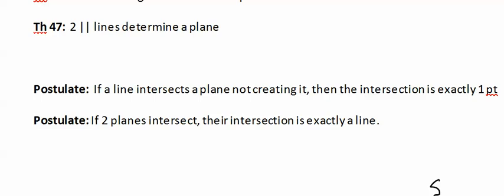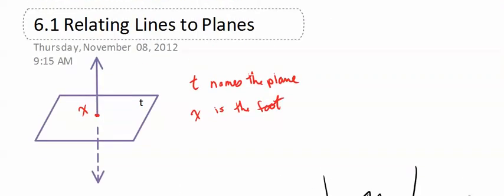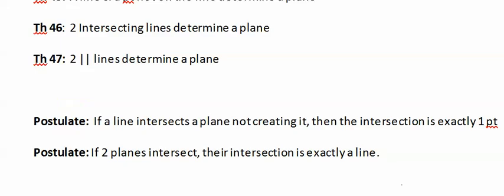The first one is if a line intersects a plane not creating it, then the intersection has exactly 1 point. And you can see this with the beginning diagram. If we have a plane and the line is intersecting but not parallel with it, you see that it can only intersect at exactly 1 point right there. The second postulate is if 2 planes intersect, their intersection is exactly a line.